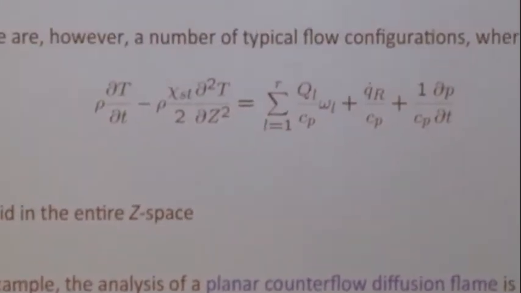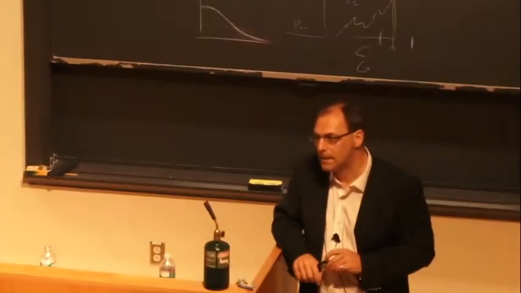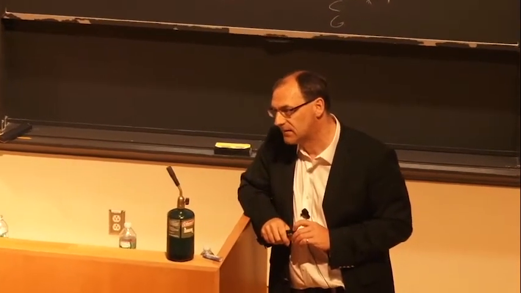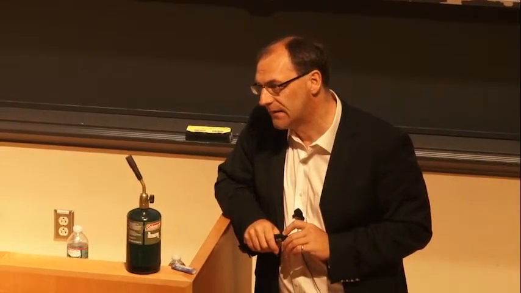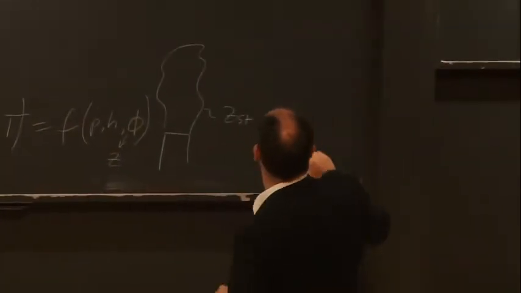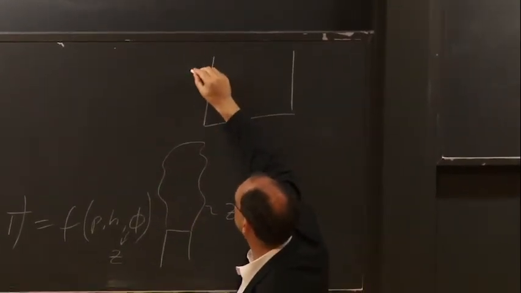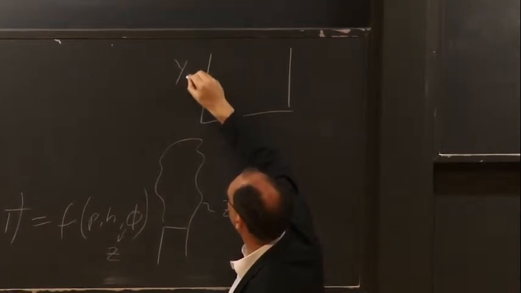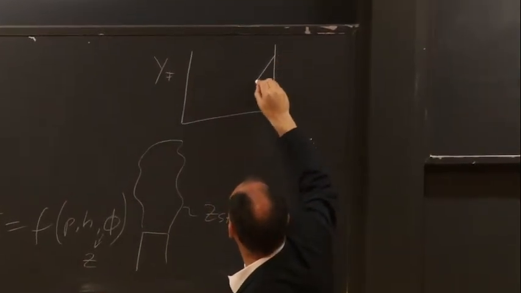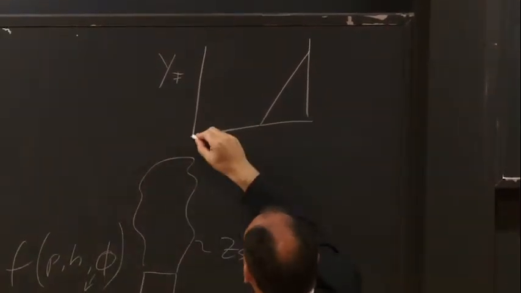Okay, any questions about this? Yes? When you consider the infinitely fast chemistry, then omega is 0 everywhere except at the curvature point. Is that true? Yes. Basically, that's an interesting question. Because when we looked at the Burke-Schumann solution, it looked like this. Y fuel looks like this. Okay? And the temperature looks like this.